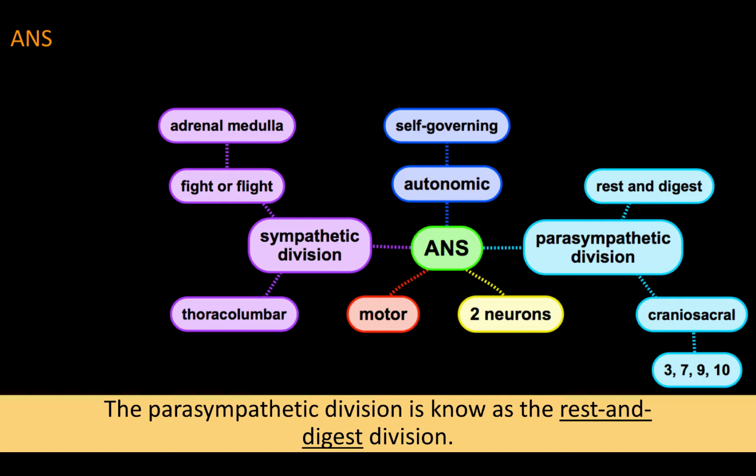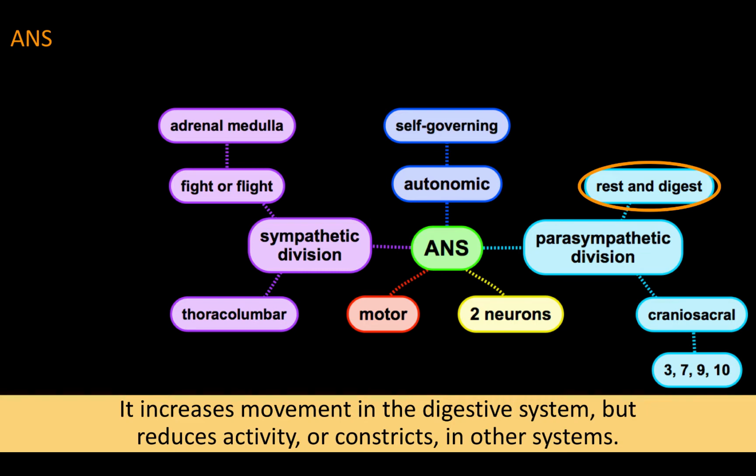The parasympathetic division is known as the rest and digest division. It increases movement in the digestive system, but reduces activity or constricts in other systems.